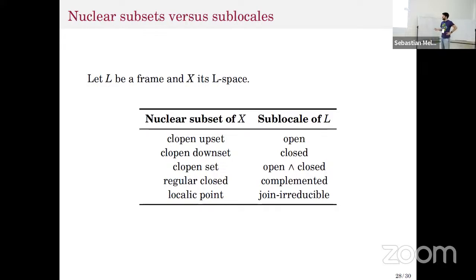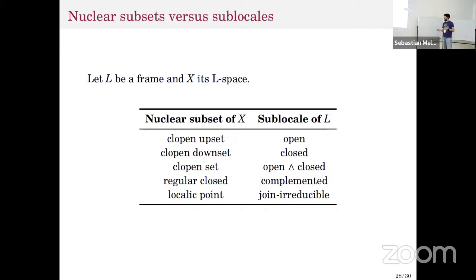So there are special nuclear subsets, like every clopen set is a nuclear subset. So clopen upsets are nuclear subsets, and what they correspond to in sublocales is open sublocales. Clopen downsets correspond to closed sublocales. Clopen sets correspond to a meet of an open and a closed sublocale. Okay, these three are pretty well known, I suppose.